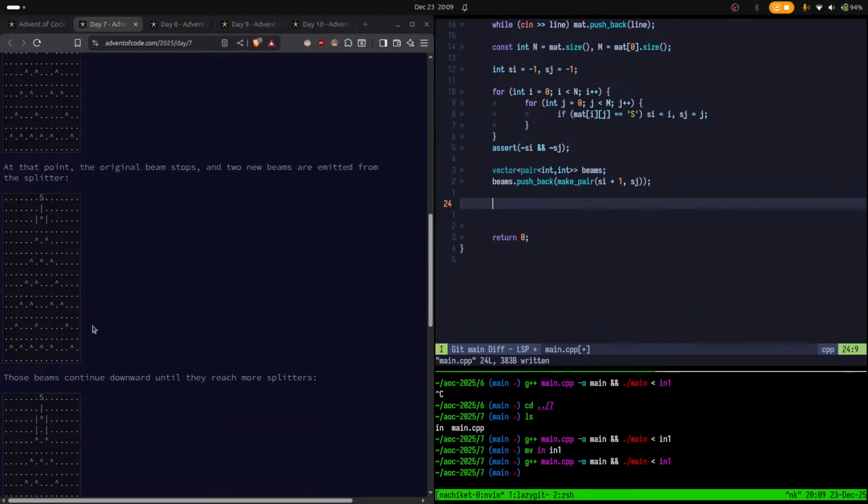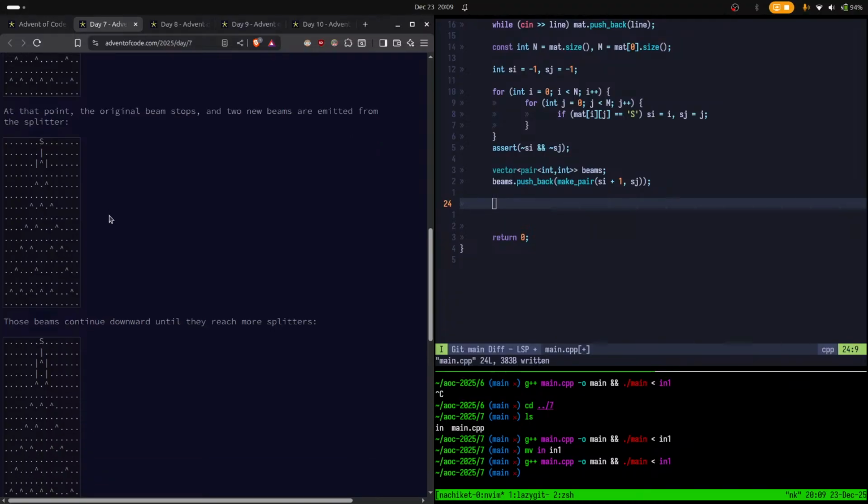Perform this as long as... what should be the termination condition? Either we reach the last row. If there is no obstacle, the beam simply goes to the next row.